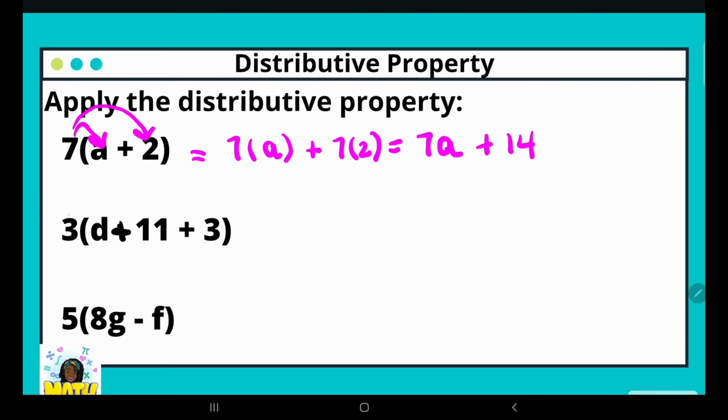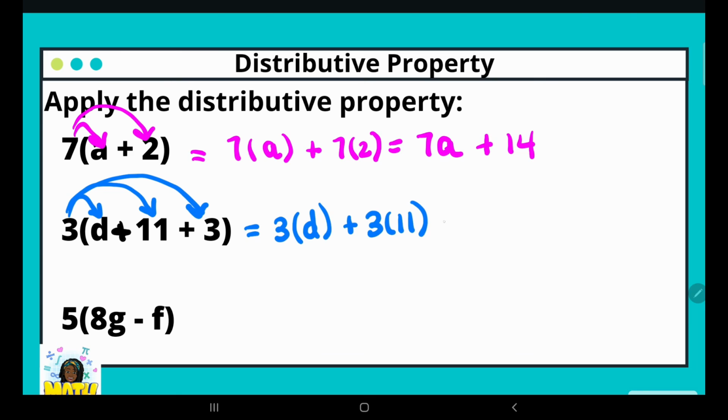Now I'm going to apply my distributive property. So instead of having 2 terms, I now have 3 terms. So 3 times D, and I'm going to just rewrite that with my parentheses so that we see the steps, plus 3 times 11, plus 3 times 3. And now I can go ahead and simplify. So 3 times D is just 3D. 3 times 11 is 33. And then 3 times 3 is 9.